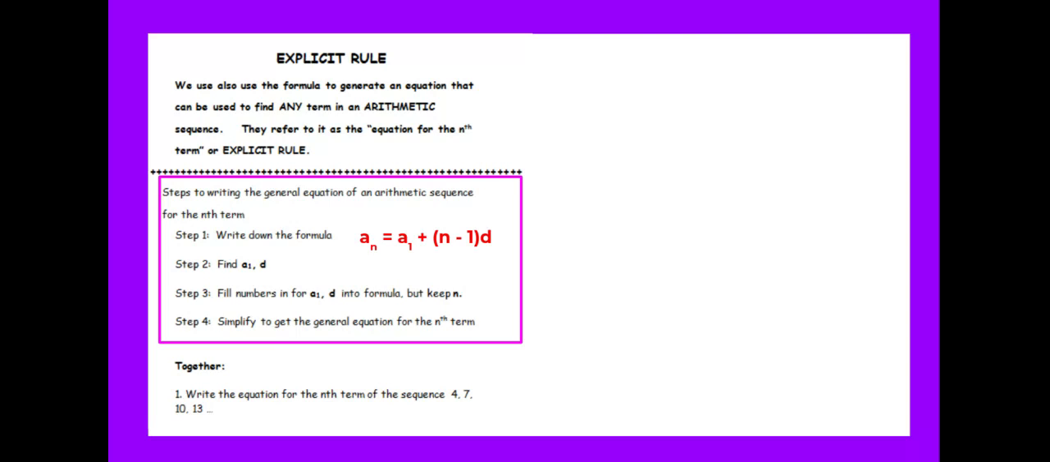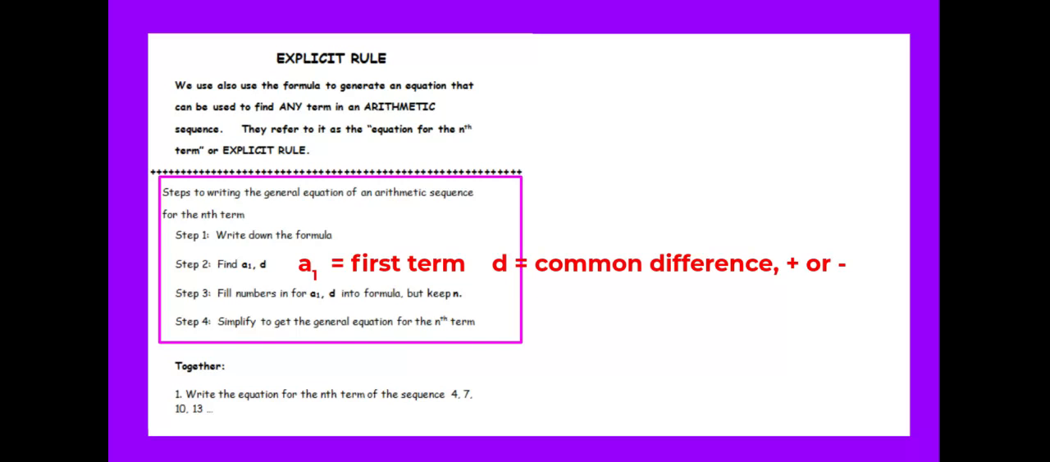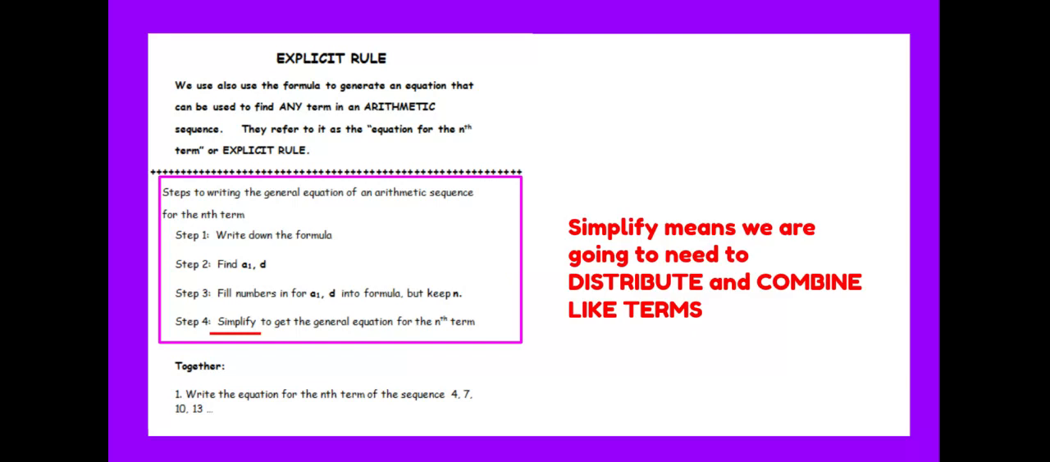So in order to do this, we first write down the formula. Then we find our a sub 1 and our d. A sub 1, remember, means first term. d is our common difference. Now, some of you were confused: the common difference can be a positive or a negative number, depending upon if the sequence is increasing or decreasing. So please make sure you take note of that. Once you're done, you're going to fill it into the formula. And then lastly, step 4 will be to simplify. Simplifying just means we're going to need to distribute and combine like terms. So make sure that when you go to step 4, you remember we have to do those 2 steps.